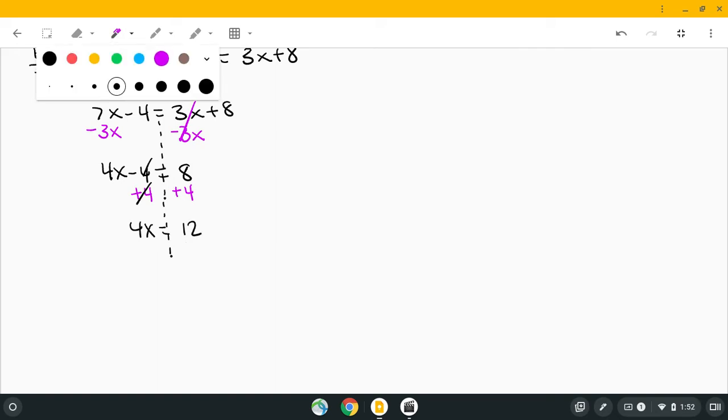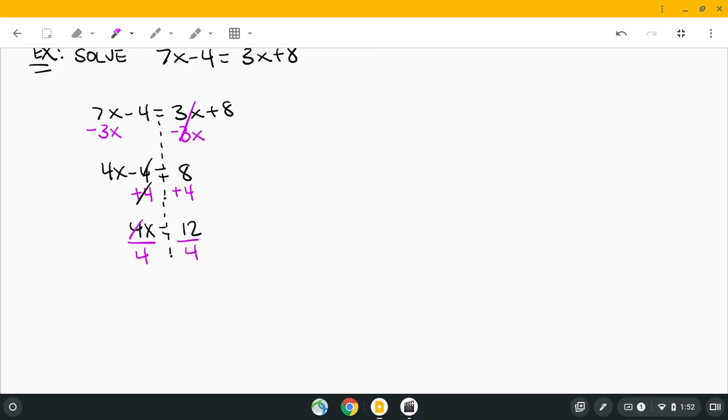And then this is multiplication by 4, 4 times x. And so we are going to do the inverse operation of multiplication, which is division. So I am going to divide both sides by 4. 4 divided by 4 is 1. So we end up with 1x on the left-hand side. And over here, I get 3. X equals 3. Okay.